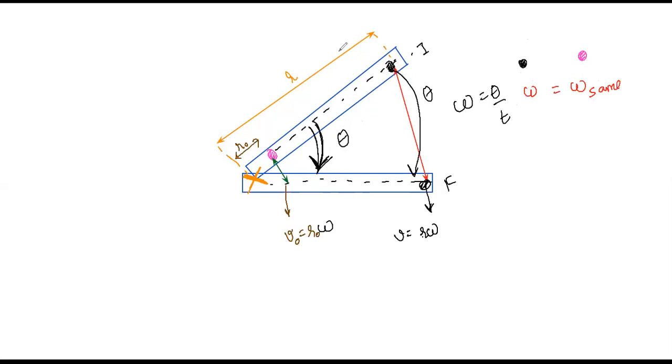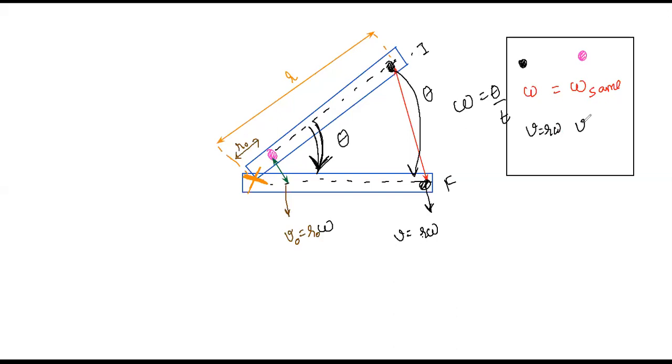Whereas when I talk about the V value, it is different. For the black point, it is equal to R omega, whereas for the pink point, it is equal to R naught omega. Are we clear now? Is everyone clear with this concept? Is it clear that omega is same for all the points, but V is different for all points? Please note this down. Omega is same.